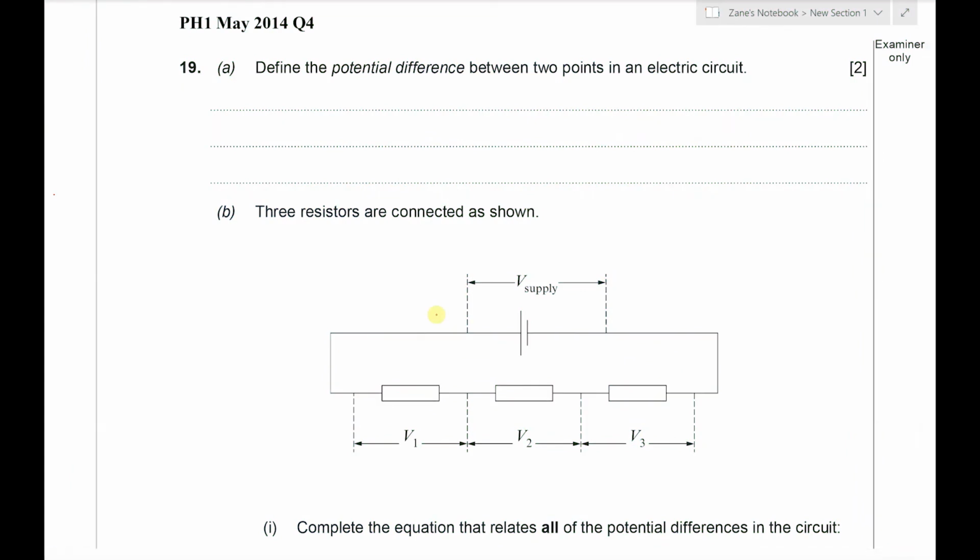This time is question 4 from May 2014's PH1 paper. It's a question about potential dividers. First of all, we're asked to define the potential difference between 2 points in an electric circuit. So this is a standard definition that we need to learn.